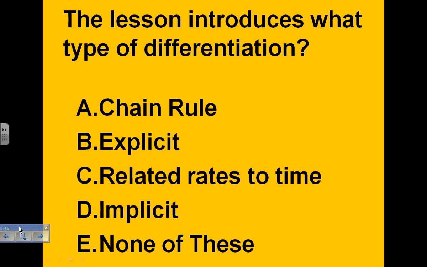All right, this one should be like a quick hitter. No thought required. This lesson introduces what type of differentiation? Chain rule, explicit. It is C, related rates.